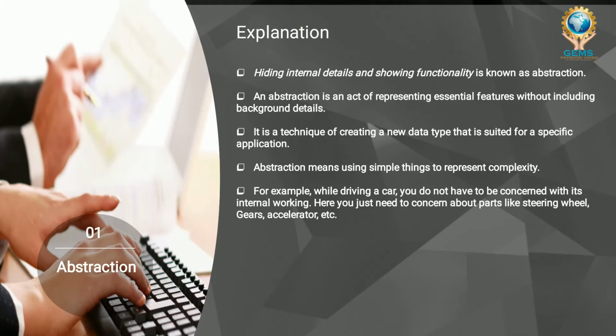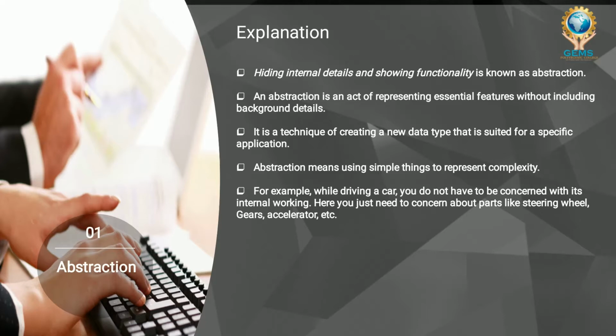Abstraction is hiding internal details and showing functionality. So, hiding the things and showing the functionality. An abstraction is an act of representing essential features without including background details. I already said, it is showing the front end and hiding the back end. It represents the essential things, but it will hide the background details.